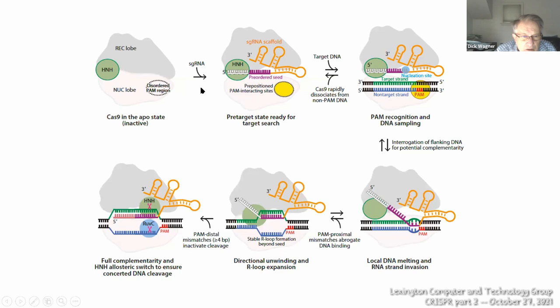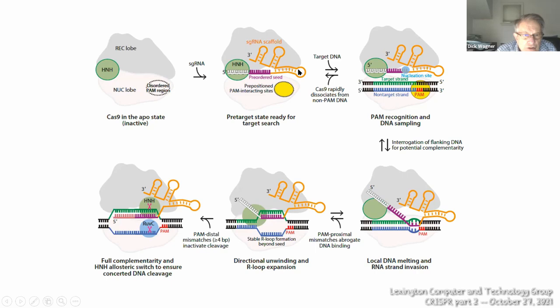I can't make the pointer work real well when I'm in this app. Anyway, this is the sequence that's going to be used to try to figure out where on the target DNA we want to land. So that's all one RNA sequence, one big sequence. And this has been engineered now. This has been genetically engineered. They've joined this together so that there's one big polymer.